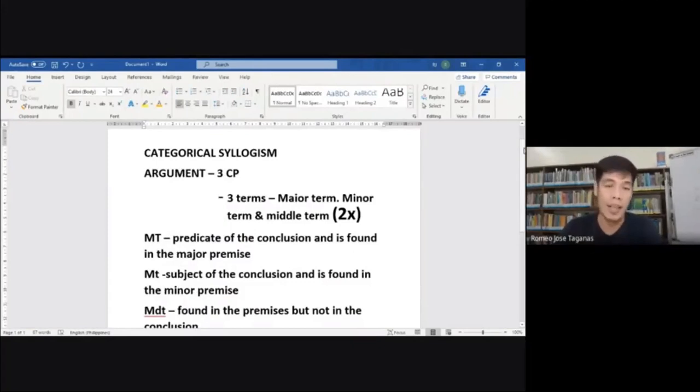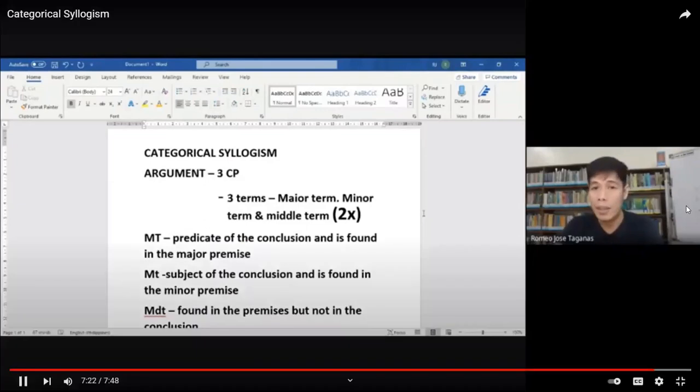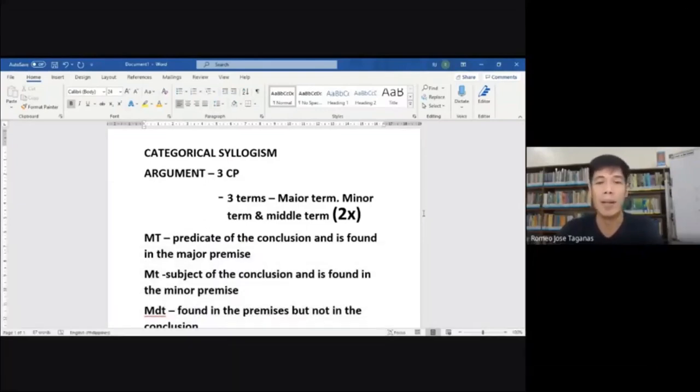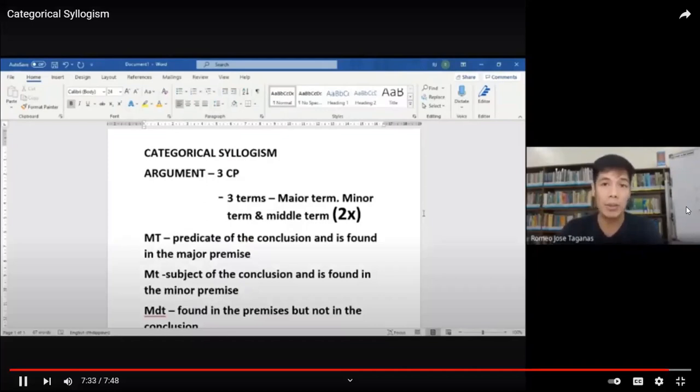So guys, yan ang categorical syllogism. In the next videos which I will be uploading, we will be talking about the 7 general rules in order for us to come up with a valid categorical syllogism. Kasi kung iisipin niyo, madali lang palang gumawa ng isang categorical syllogism, meron tayong mga hakbang para sabihin na tama ang ating categorical syllogism. So that's it for this video.